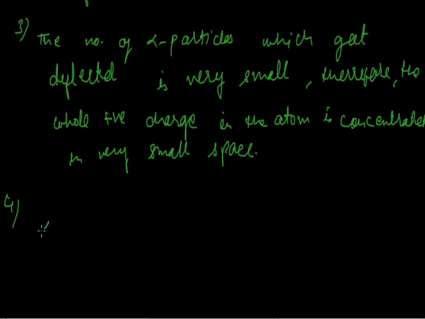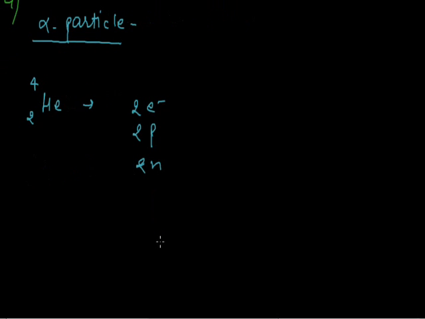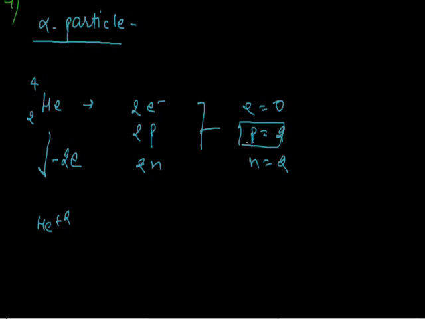What are the alpha particles? If you take helium, we know helium is 2He4, meaning there are 2 electrons, 2 protons and 2 neutrons. Now we want to convert it into alpha particles by removing the 2 electrons of the helium atom, then we get He plus 2. Now the situation comes: electrons are 0, protons are 2 and neutrons are 2. So totally this is a positively charged particle.